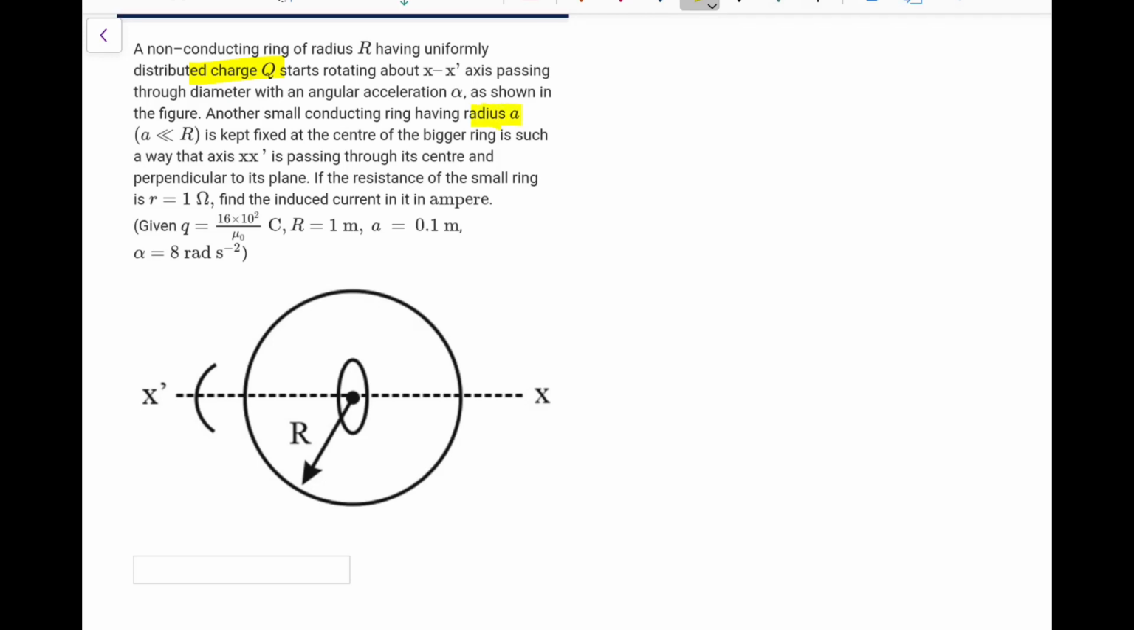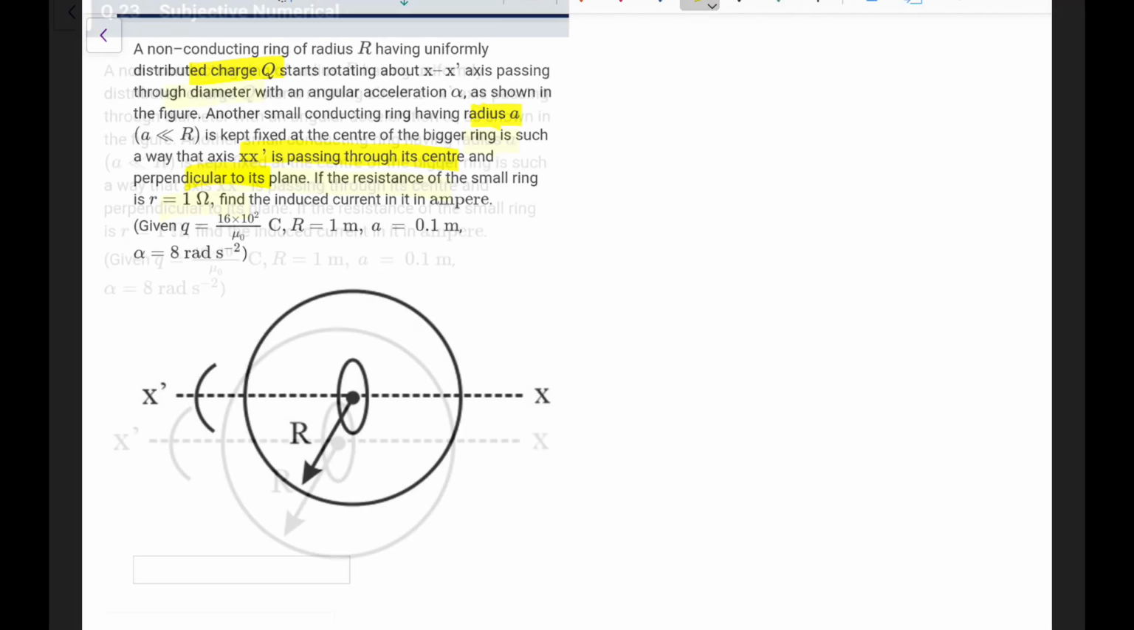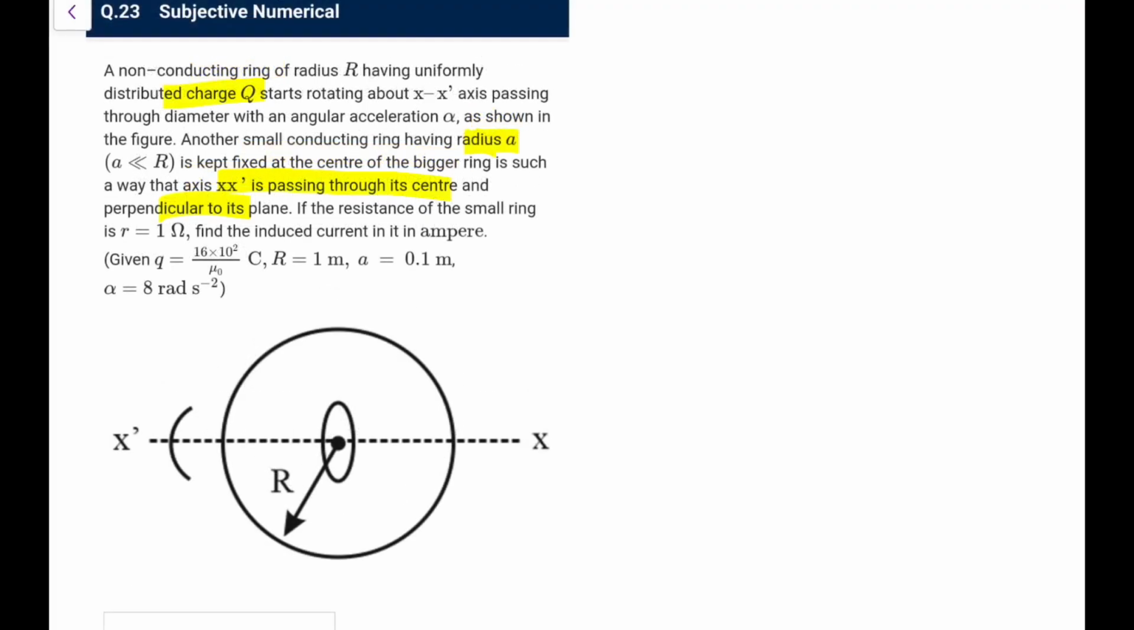Another small conducting ring having radius a much less than r is kept fixed at the center of the bigger loop such that xx' is perpendicular to its plane. If the resistance of the smaller one is 1 ohm, find the induced current in it in ampere. Okay, find that. Now this is a tough one because it is rotating about xx'.